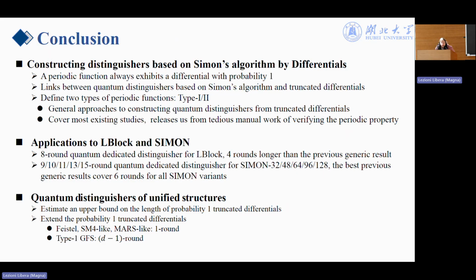And we also apply our method to AES-like block ciphers and Simon ciphers. We can find the longest dedicated distinguishers. For AES-like block ciphers, we can find 4 rounds longer than the previous generic result. And for the Simon family ciphers, we can find longer distinguishers also. And finally, we apply our methods to the united structures.